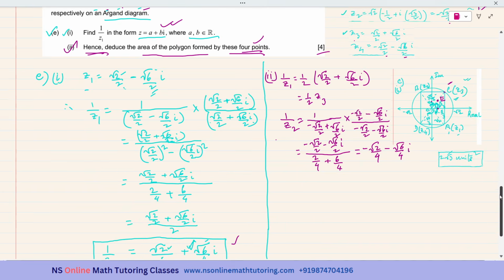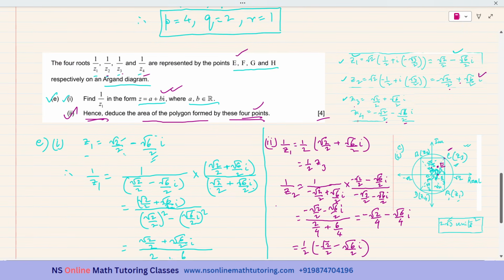Again, this can be written as half of negative root 2 over 2 minus root 6 over 2 I. And you see, Z4 is negative root 2 over 2 minus root 6 over 2 I. And which one is Z4? This point D. Okay. So half of this will be over here. And 1 over Z2 is F. So this point will be F.